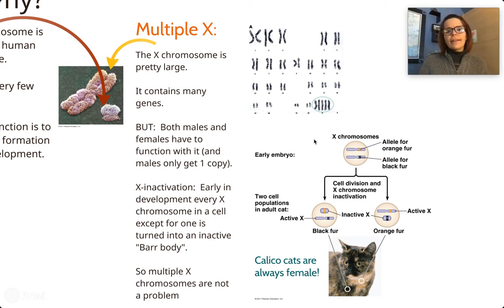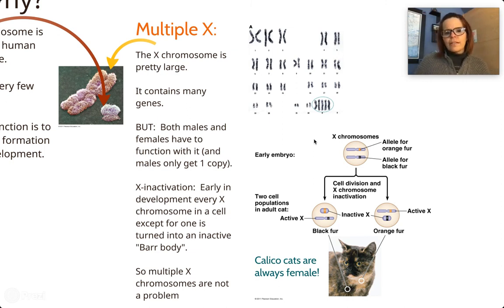And then finally, multiple X. The X chromosome is a very large chromosome. It contains lots of genes. But both males and females have to function with it, and males only get 1 copy of it. So how is it that people survive with multiple X chromosomes? Well, it turns out there's this process, and we're not going to go into a lot of detail, but it is super interesting, called X inactivation.